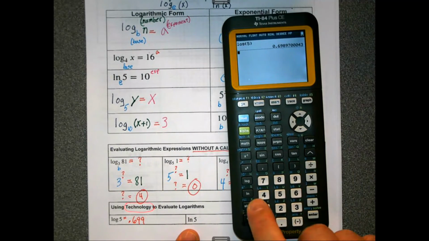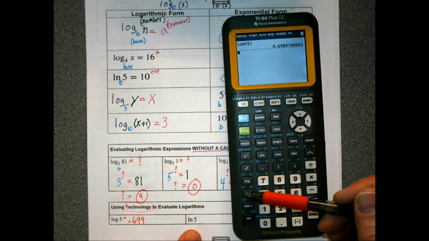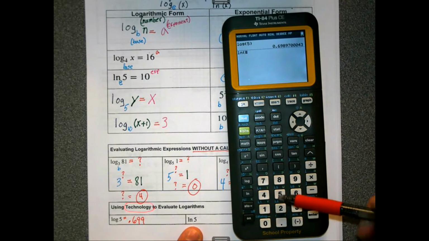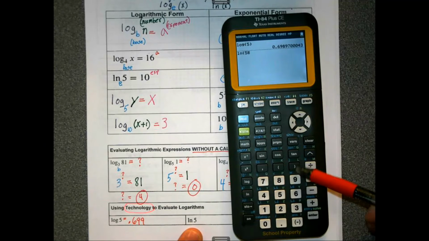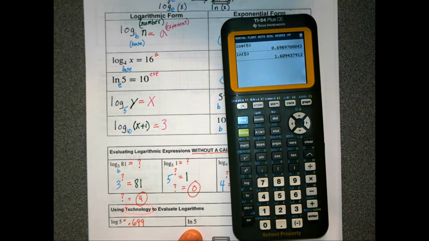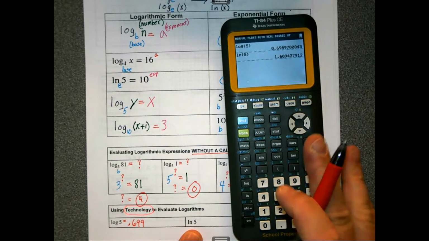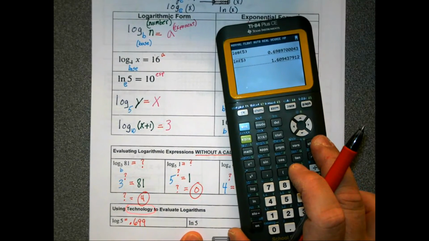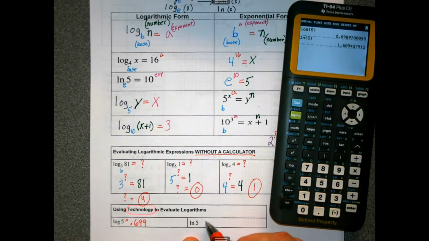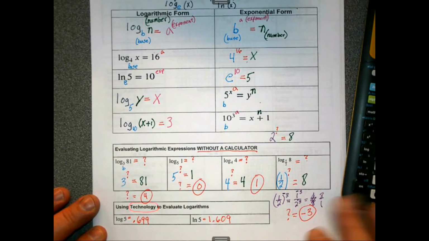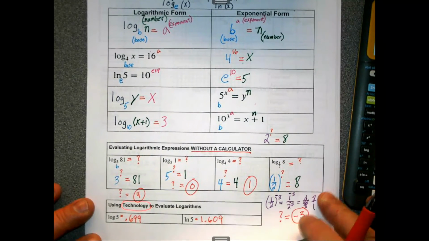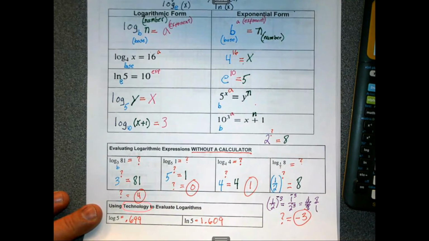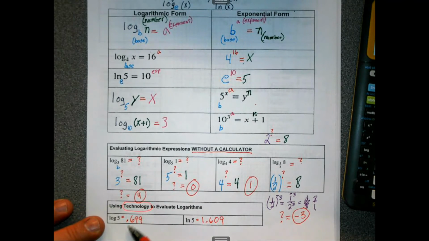Next one, this time it says take the natural log, so it's the ln key of 5. And I get 1.6094. So which way do you think is easier, guys? Of course, but without the calculator.